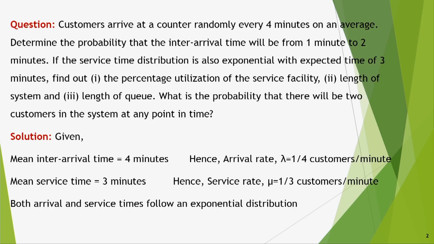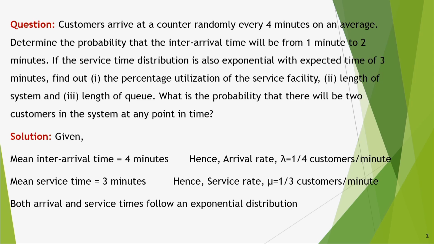So, the question is that customers arrive at a counter randomly every 4 minutes on an average. Determine the probability that the inter-arrival time will be from 1 minute to 2 minutes. So, first question is related with the probability. Customers are arriving every 4 minutes on average, and we want to find out whether the inter-arrival time will be from 1 minute to 2 minutes, that is in this limit.